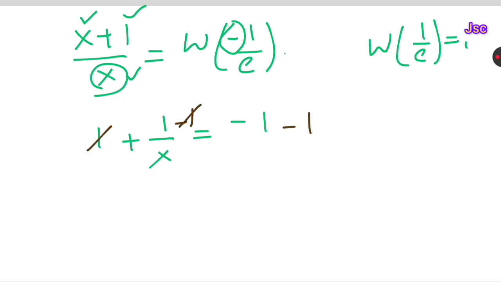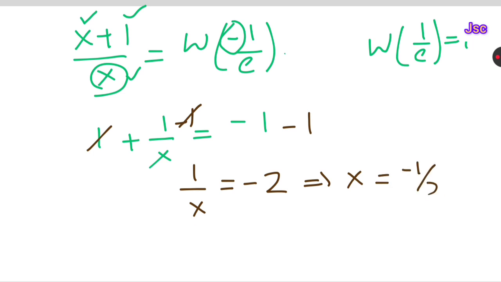Then plus 1 minus 1 gets cancelled, so we are left with only 1 over x, that is equal to minus 2. So then we can say that x equals minus 1 over 2. This is the x value. But does this x value satisfy our given expression or not? Let's go and see.